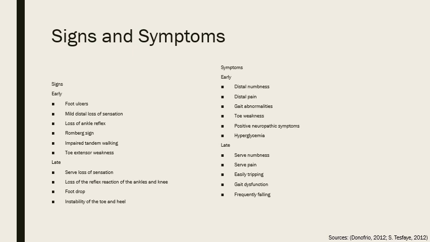The symptoms in the early stages are distal numbness, distal pain, gait abnormality, toe weakness, positive neuropathic symptoms, and hypoglycemia. In the late stages are severe numbness, severe pain, easily tripping, gait dysfunction, and frequently falling.